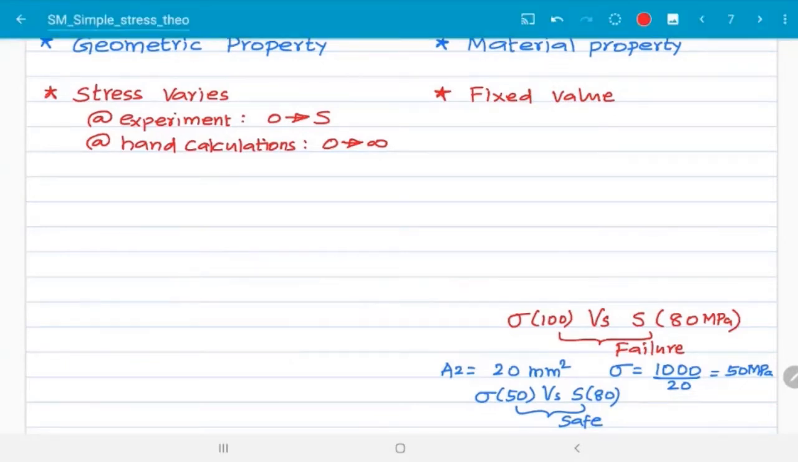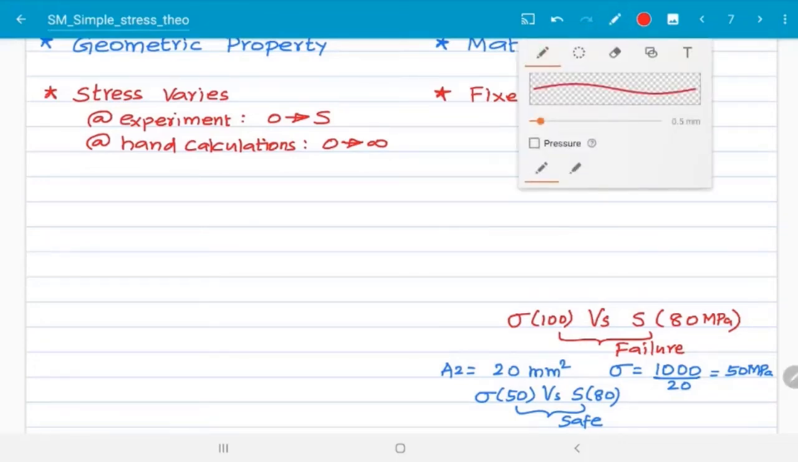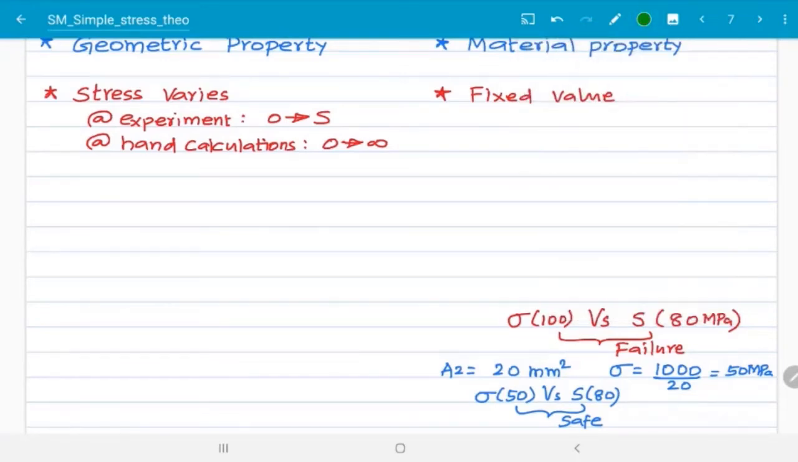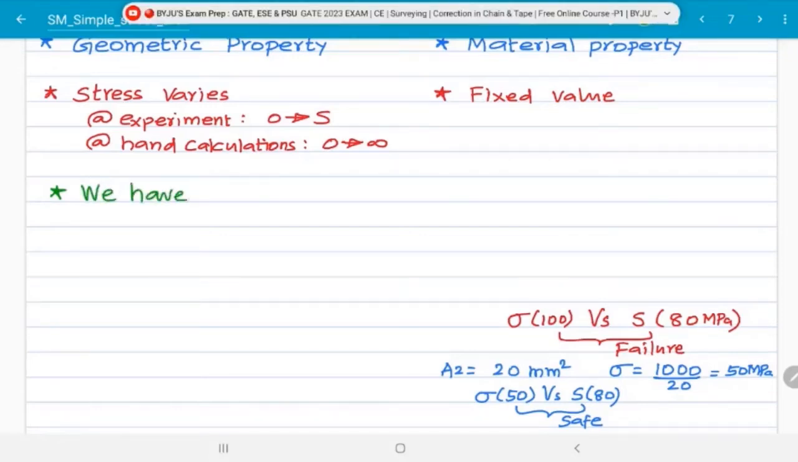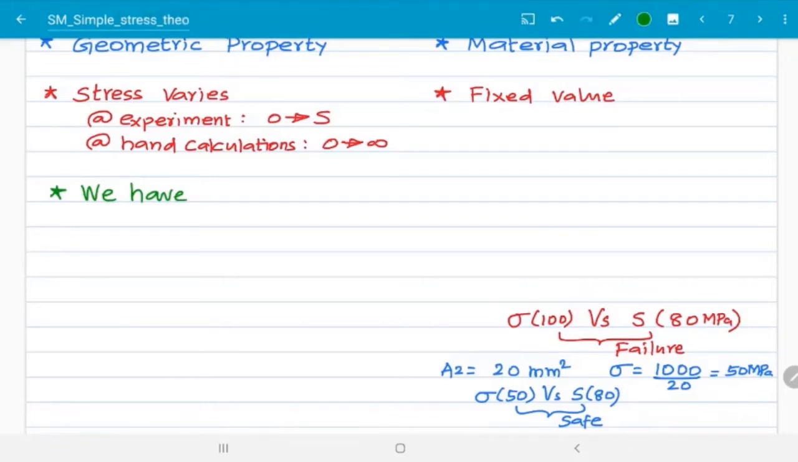Did your manager give? Manager gave load and material only. Who gave the value of stress? Quick. We have calculated. Super. Right. We have calculated. We have to calculate the stress.